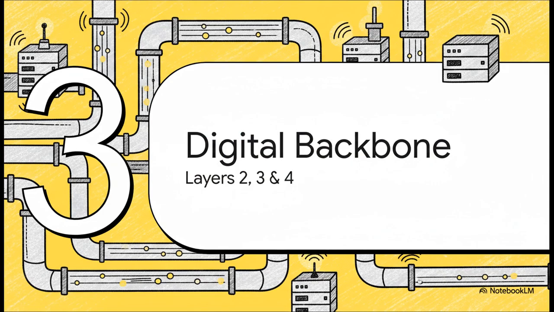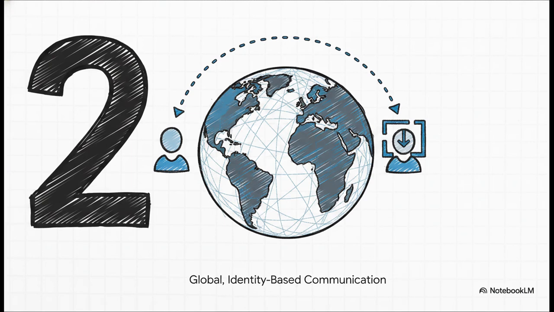Okay, so we've got our identity layer firmly in place. That's the foundation. Now it's time to build the actual infrastructure on top of it. Layers 2, 3, and 4 are what make up the digital backbone. The pipes and the highways for this new internet. Next up is Layer 2. It's called VIVON, and this is your actual on-ramp to the network.